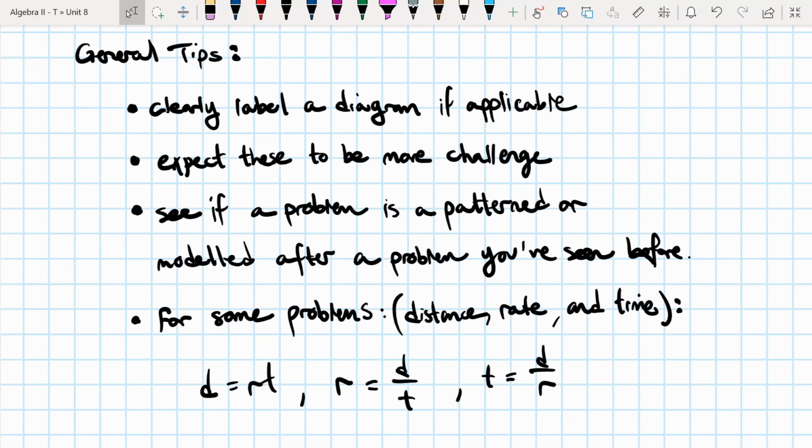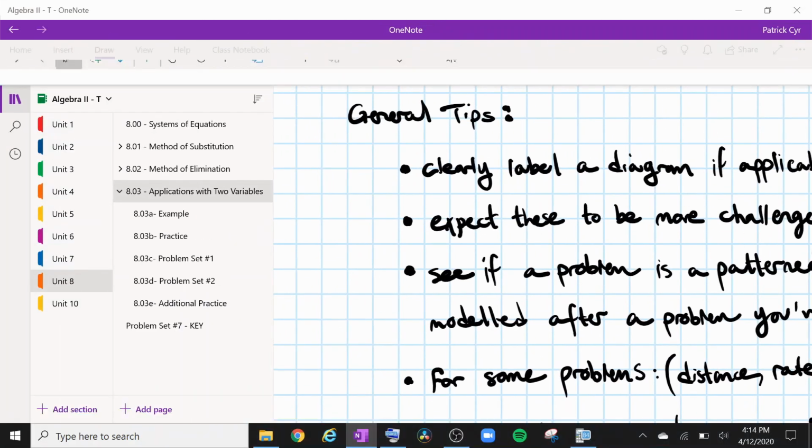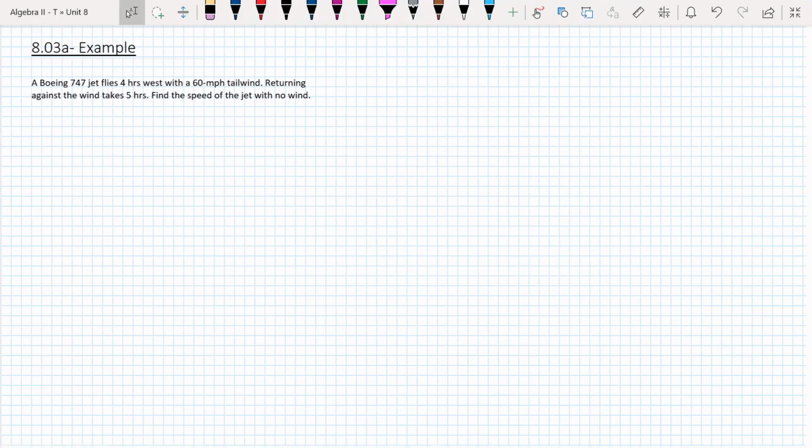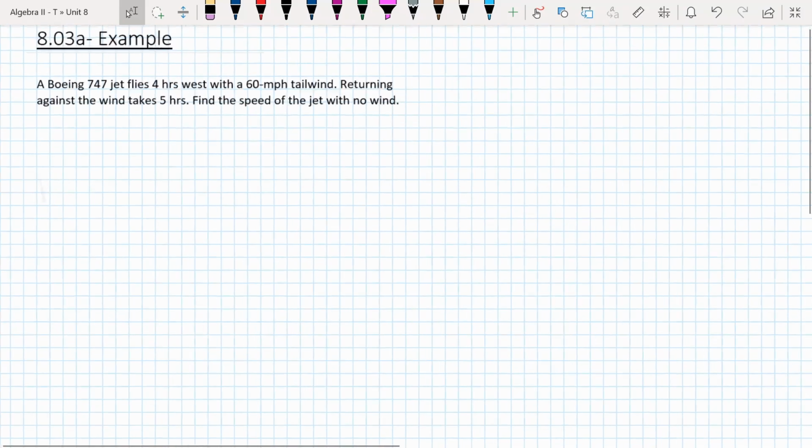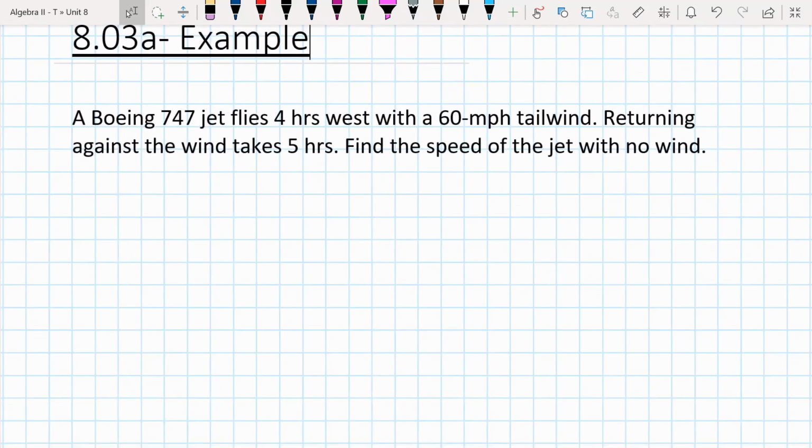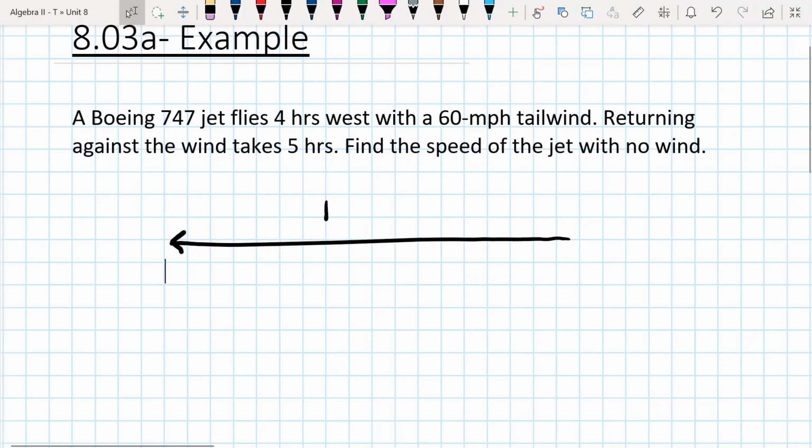All right, so for example, let's go through a practice question. We have a Boeing 747 jet that flies 4 hours west with a 60-mile-per-hour tailwind. So what that will look like is this. It's going this way, west, for 4 hours. And then there's a tailwind. It's going 60 miles per hour.